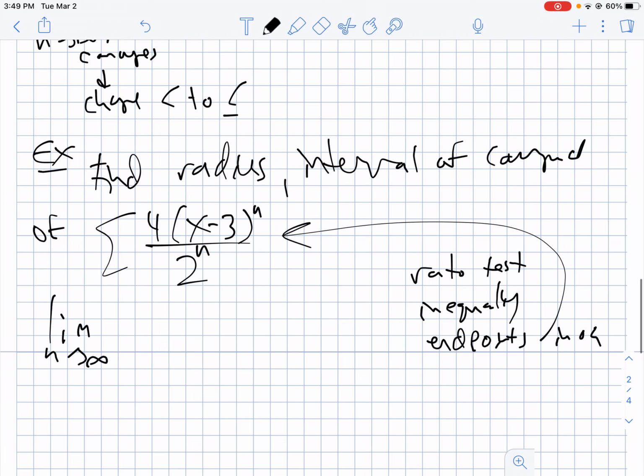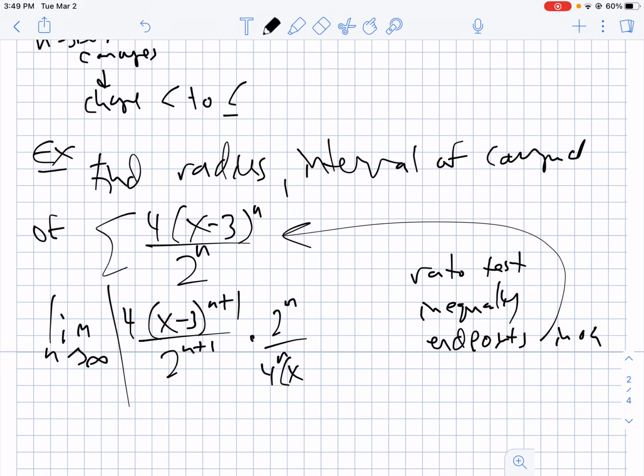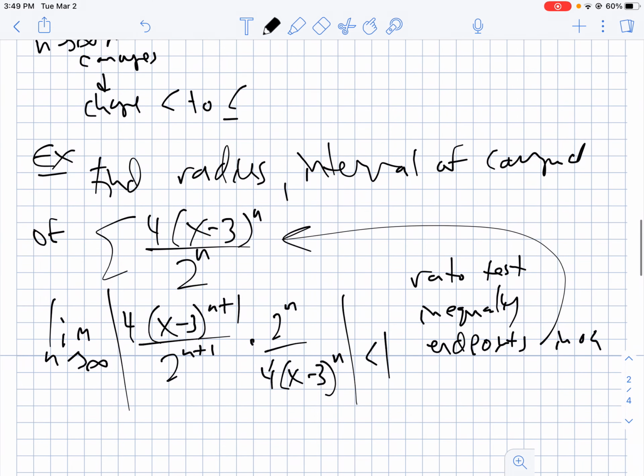Okay, so when I set up the ratio test, I'm going to take a limit as n goes to infinity of, okay, so that's 4, it's a constant, times (x minus 3) to the n plus 1 over 2 to the n plus 1, times, and then I'll flip the fraction, so 2 to the n over 4, oh no, just 4, my bad, times (x minus 3) to the nth power, and that's less than 1. Okay, the 4's cancel.